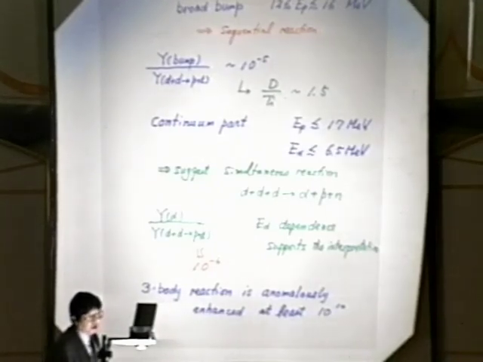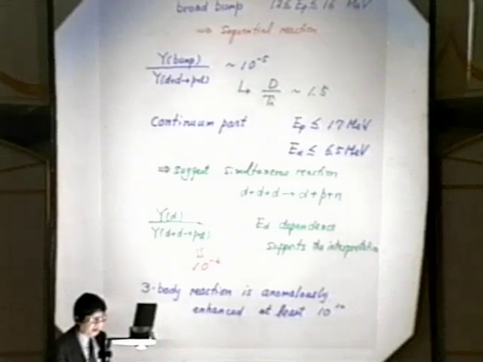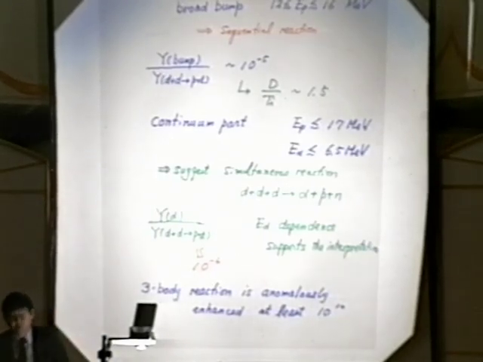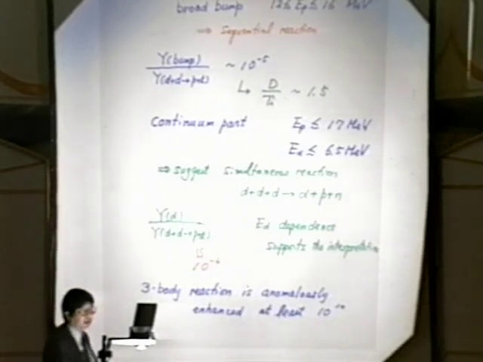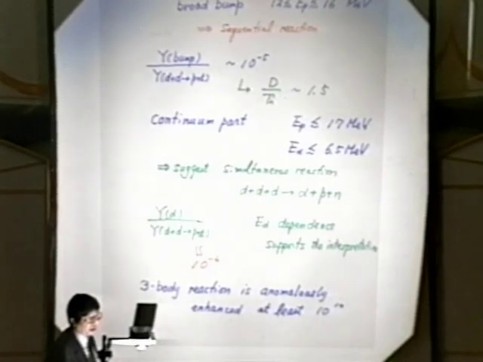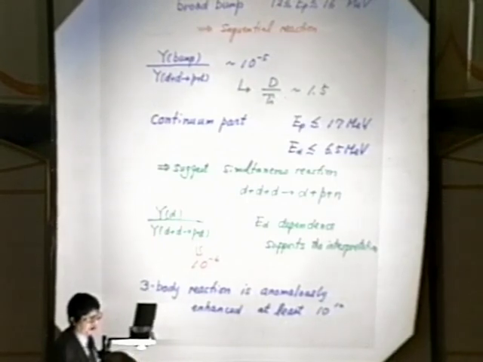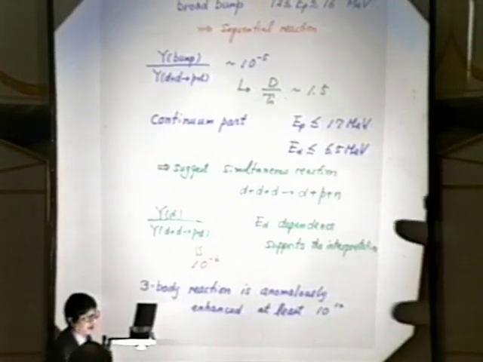And for the continuum part, we saw the continuum yield for the proton spectrum up to 17 MeV, and also in the alpha particle spectrum just up to 6.5 MeV. So this observation strongly suggests that the simultaneous reaction process might occur in the bombardment. This D plus D plus D makes alpha plus D plus N.